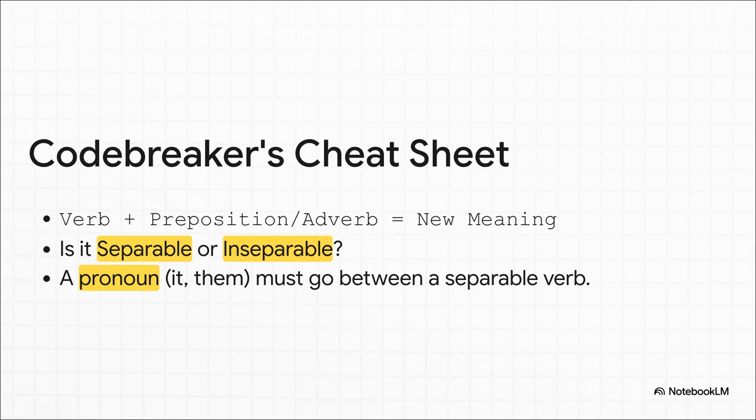Number 1, a phrasal verb is just a verb plus a particle that makes a new meaning. 2, you got to figure out if it's separable or inseparable. And 3, never ever forget the golden pronoun rule. For separable verbs, pronouns like it or them always go in the middle. That's it. That's the whole code.